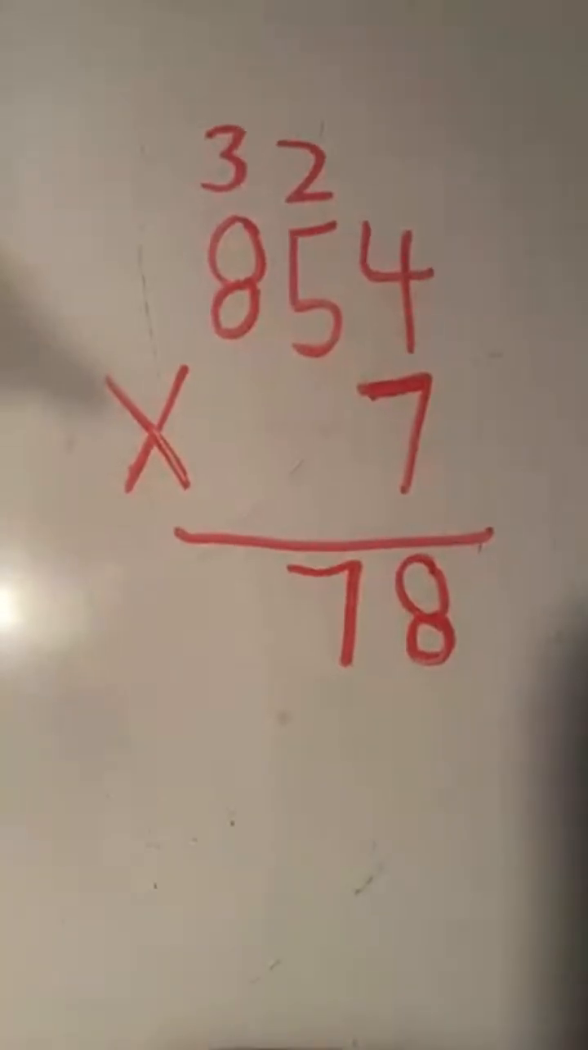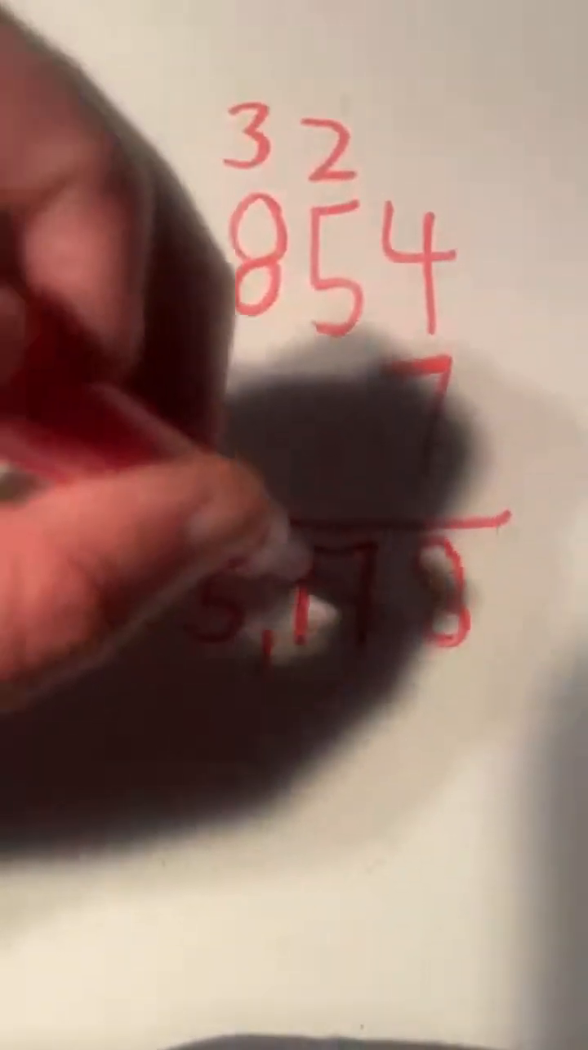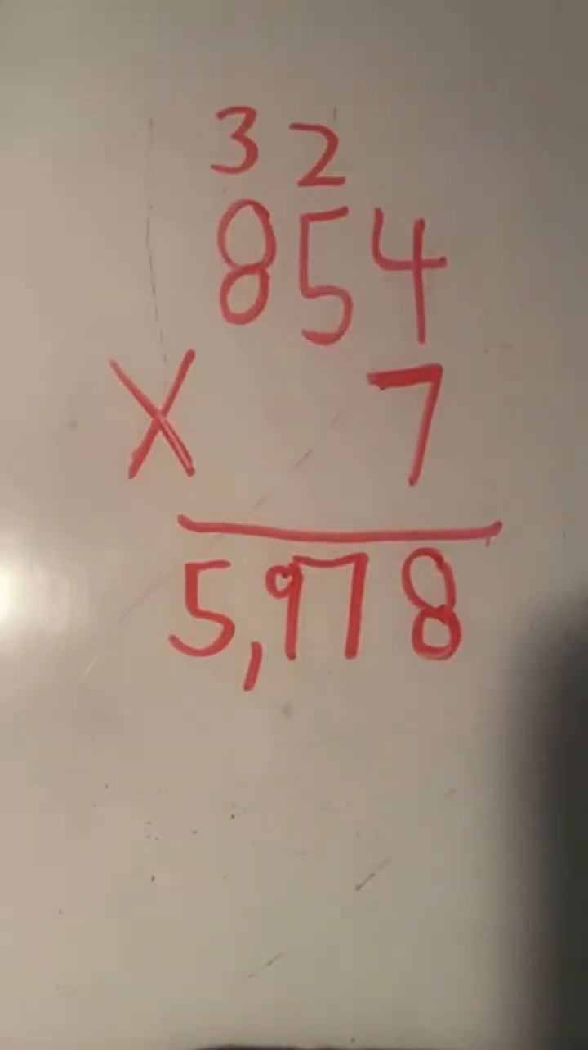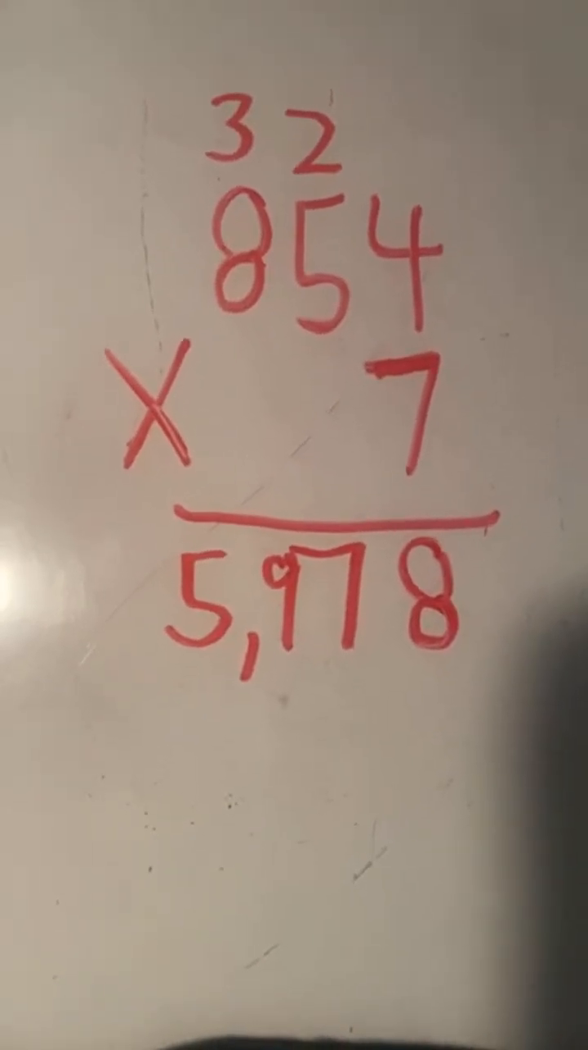8 times 7 equals 56, plus 3 equals 59. And we have our final answer. 854 times 7 equals 5,978.